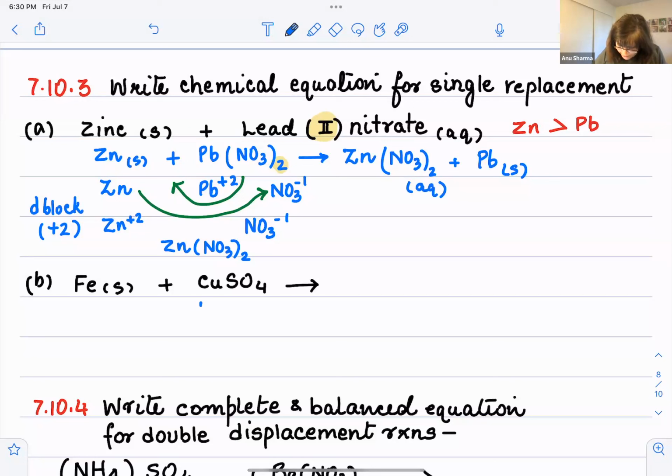Now, copper and sulfate. The charge on sulfate, you should know, is -2. What is the charge on copper? Copper is +2. So that's how it becomes copper sulfate, because +2 and -2 cancel out. And what do you have here? Iron. Iron can have +2 and +3, but just for the sake of convenience, let's do this. Iron will have +2 charge, and here you have sulfate with -2 charge.